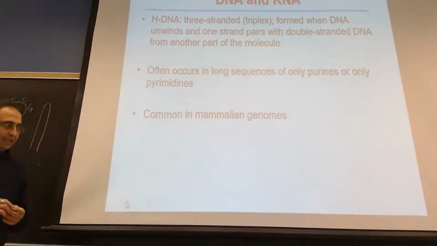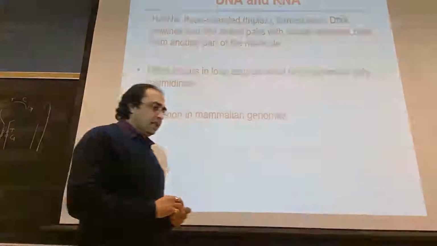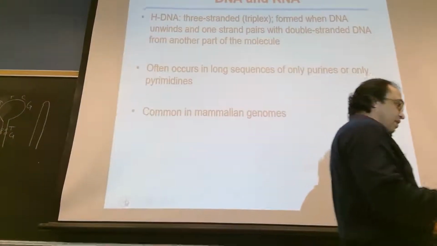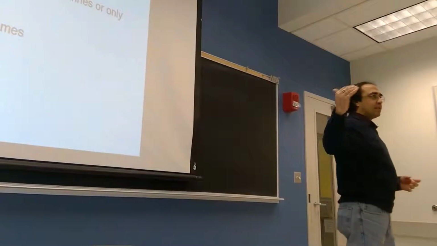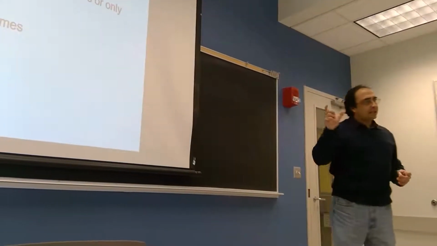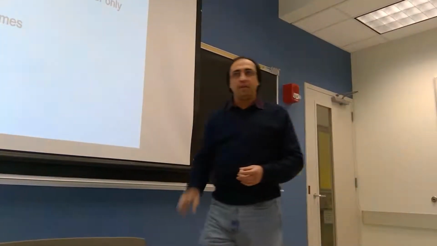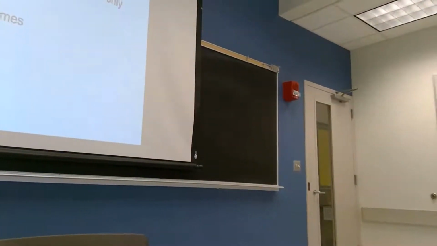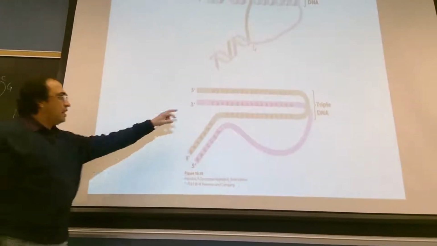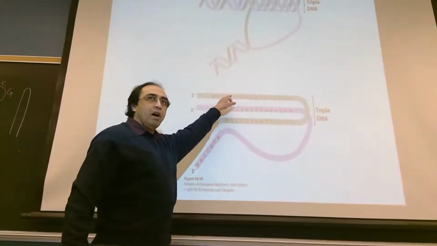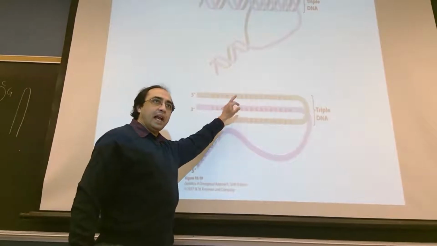Now another thing is H-DNA. It is a 3-stranded structure. So there is one double-stranded DNA there, and another strand is open, but its sequence matches the double-stranded DNA. In such a case, they can make this kind of structure. This is a 3-stranded DNA. The complementary sequences are there, and they can match.